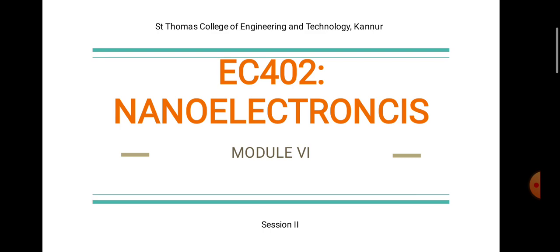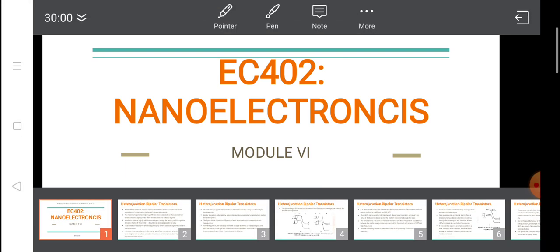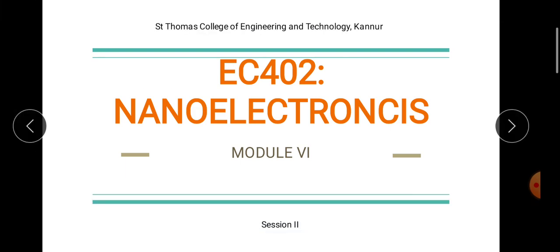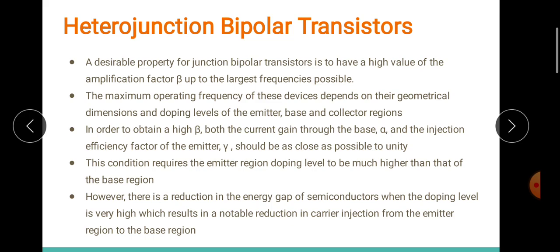In the previous session, we discussed MODFET, the modulation doped field effect transistors, also called the high electron mobility transistors, HEMT or MODFET. In today's session, we shall focus on another device, the heterojunction bipolar transistors or HBT. So today's session is about heterojunction bipolar transistors.